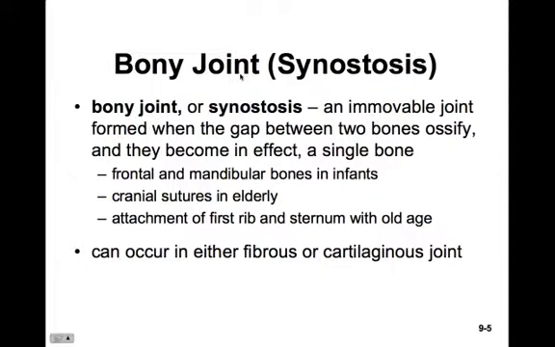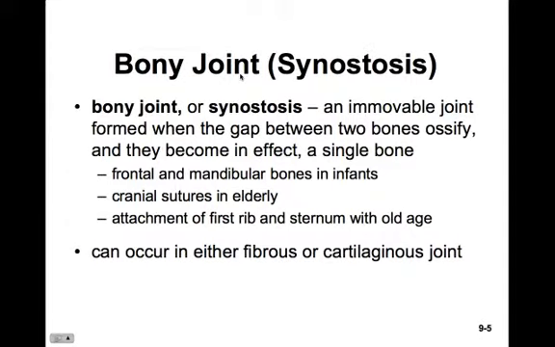Bony joints are named synostoses, syn meaning together, bones together, synostoses. They're immovable joints. They're formed when a gap between 2 bones ossifies and they become in effect a single bone. We've seen that in our examination of the skull. Both the frontal bones in infants are separate bones, and then they become joined almost as if they were never separate bones at all. We don't even see a suture there.